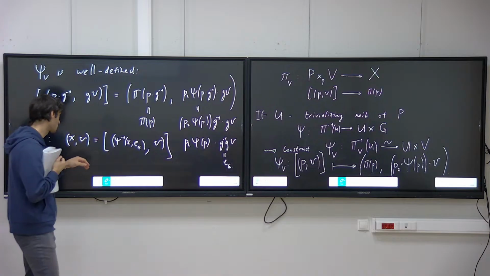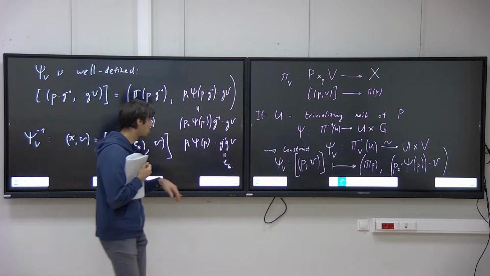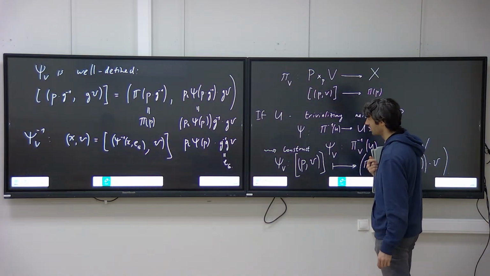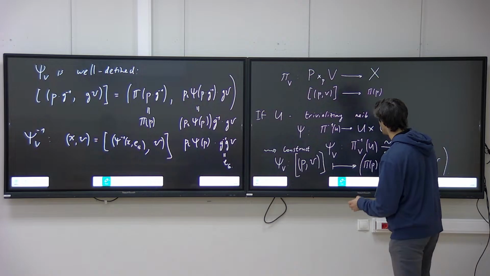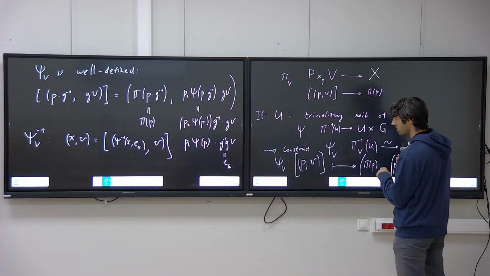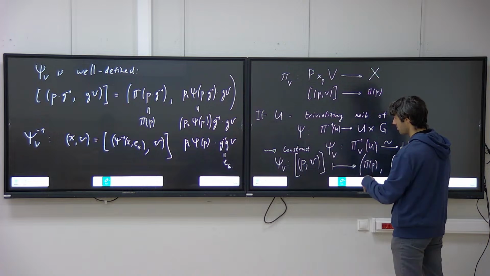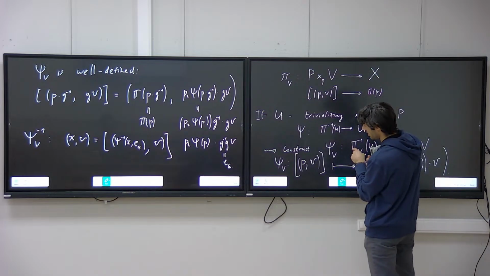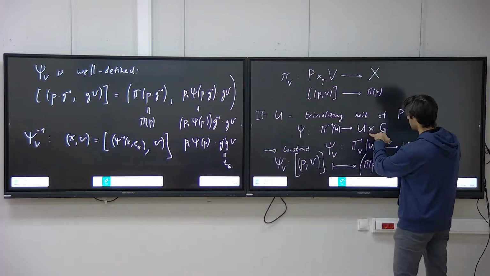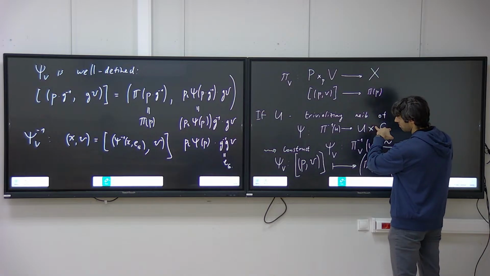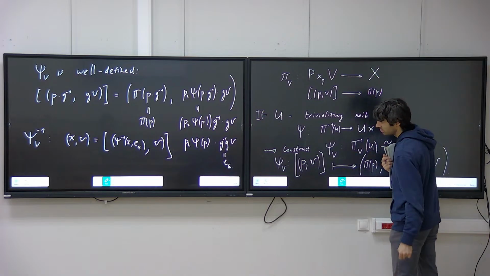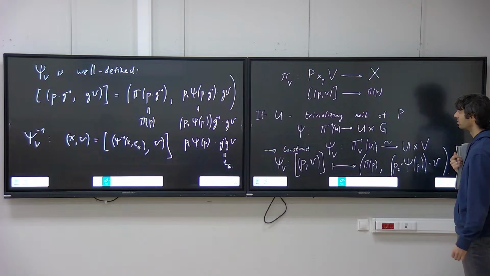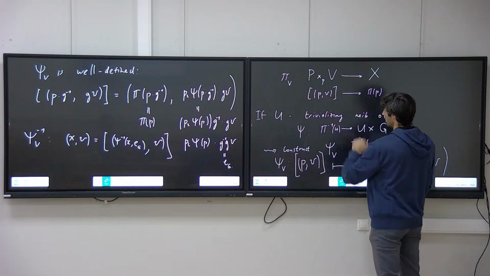Right, so I'm just saying that you need to choose some element in here, right? And so I'm choosing it as follows. V stays the same, and the first element is just, I take this pair x and identity in EG, map it back by psi, and this will be my first entry here. Well, pi inverse of u lives inside p.